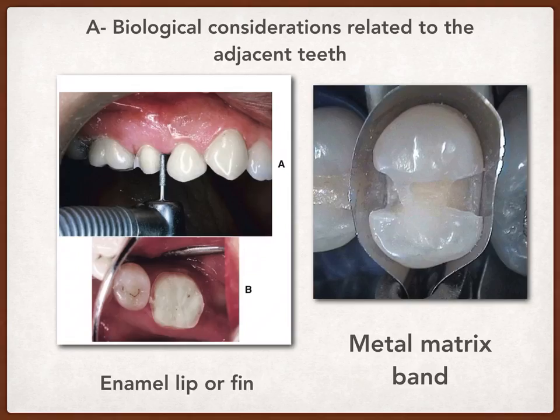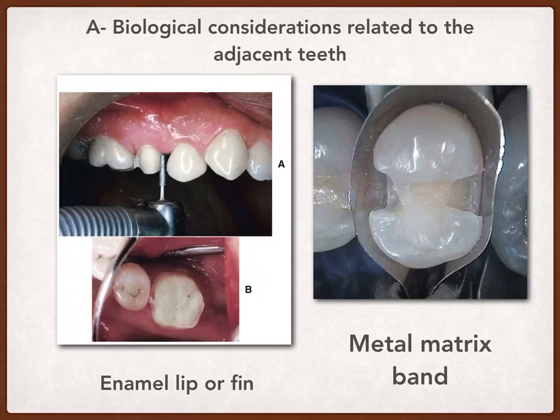At the beginning you will do it a lot, I promise, but again by practice and when you have some skillfulness you will avoid it. Anyways, at the beginning you should always use a metal matrix band to avoid that, or you should leave an enamel lip or fin, as you can see in picture letter A. On the upper right second premolar distally there is a lip or a fin that will prevent the injury and limit it to the adjacent 6.